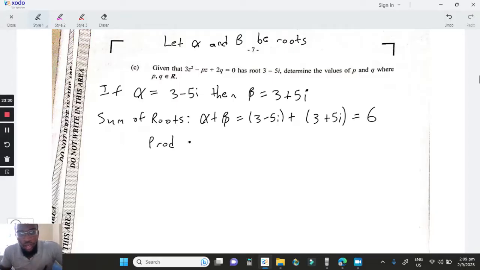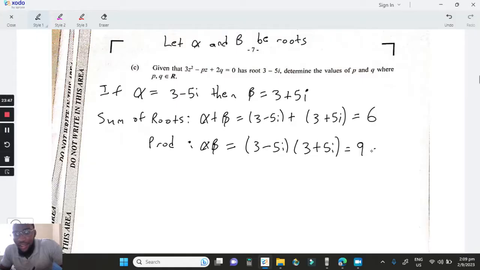Then the product is alpha times beta, and alpha times beta is 3 minus 5i times 3 plus 5i. Then we multiply them. This is now the difference of two squares. 3 times 3 is 9, minus 5i times 5i is 25i squared. And minus becomes plus. So in this case now, it is, what am I saying?